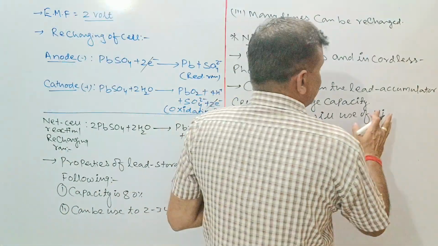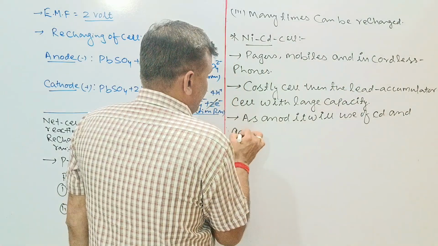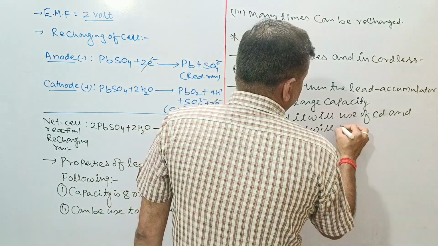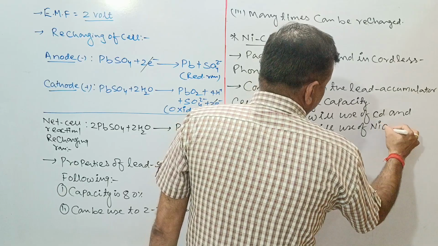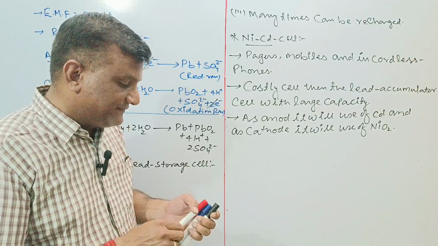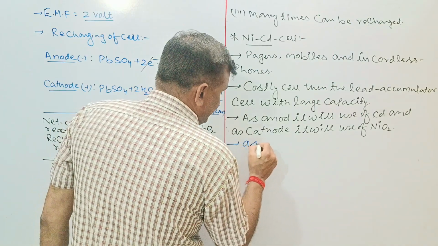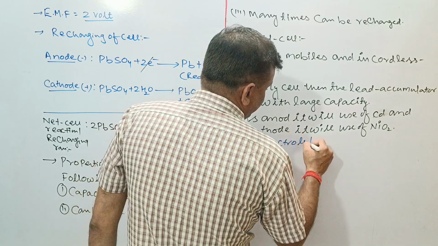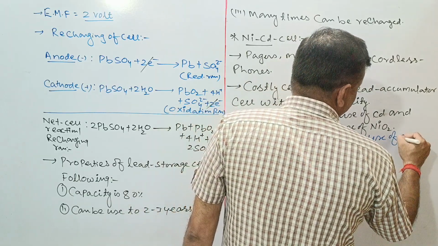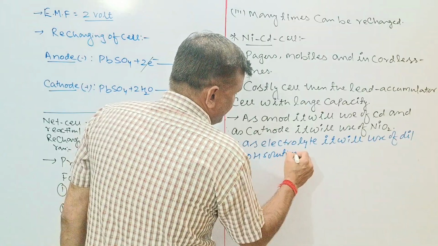As an anode we can take Cd, cadmium, and as cathode it will use of NiO2 का, निकल डाइऑक्साइड का यूज करते हैं पर्टिकुलर. और निकल डाइऑक्साइड के साथ साथ यहाँ डाइल्यूट KOH का यूज करेंगे एज इलेक्ट्रोलाइट. It will use of dilute KOH solution, पोटेशियम हाइड्रोक्साइड सॉल्यूशन का यूज करेंगे.